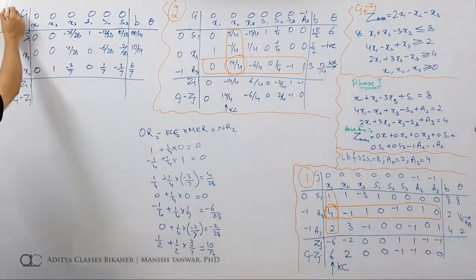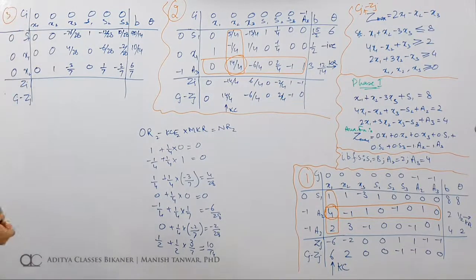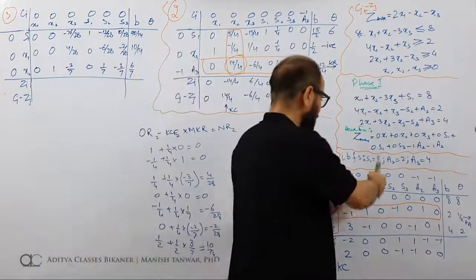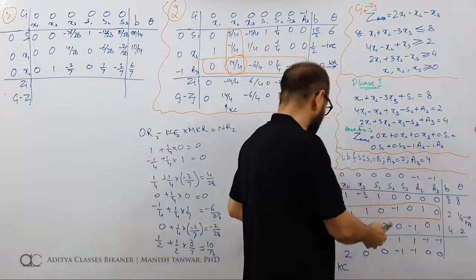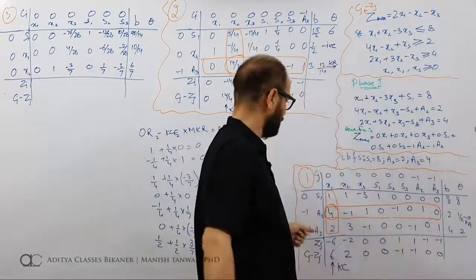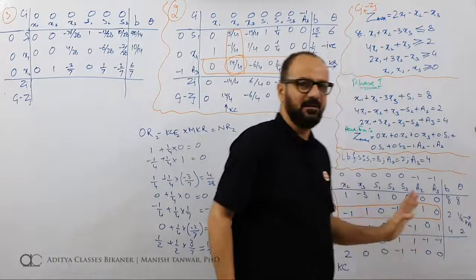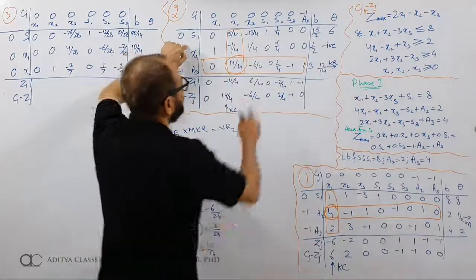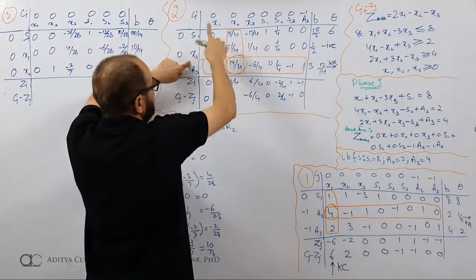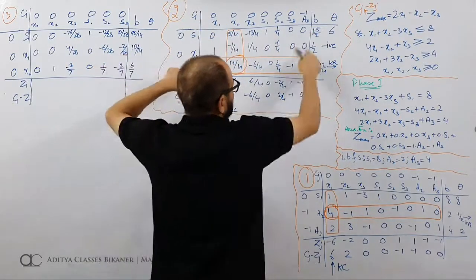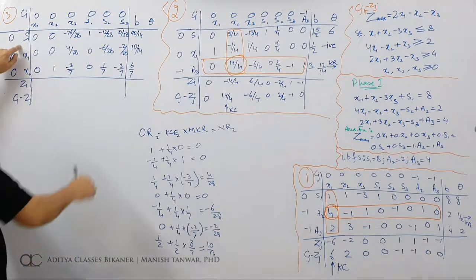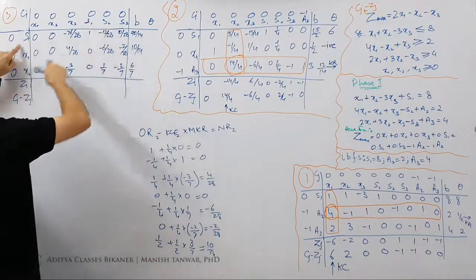Now, before we proceed with CJ minus ZJ, let us check if we are on right track. S1, S1 was 1, remaining column was 0, identity. We are checking the identity. A2, A2 is 1, remaining column is 0. A3, A3 is 1, remaining column is 0. Then S1, S1 was 1, remaining column was 0. X1, X1 was 1, remaining column was 0. A3, A3 was 1, remaining column was 0. And this time round, S1, S1 is 1, remaining column is 0.